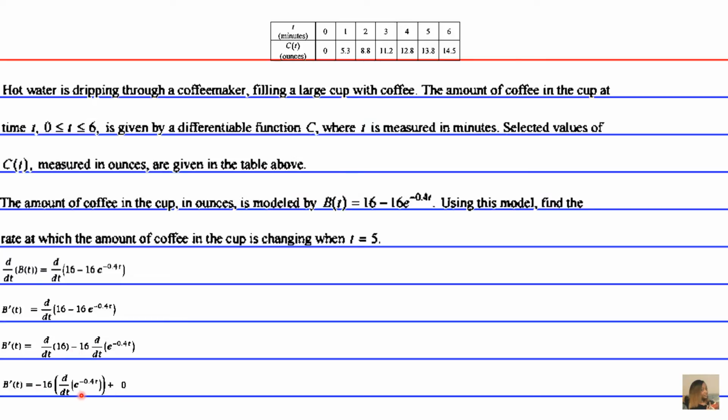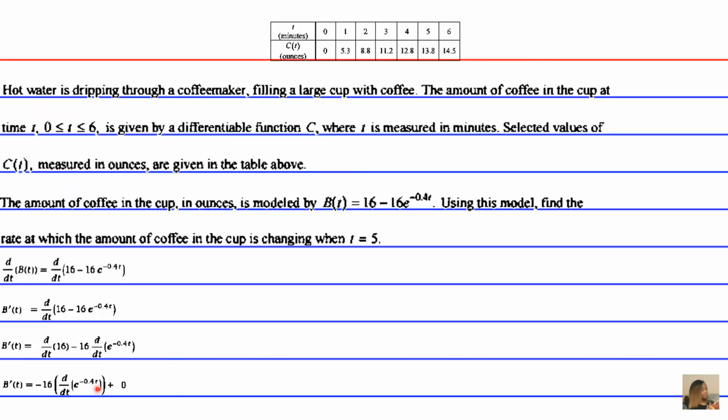And this is what we're left with, negative 16 d dt of e raised to the negative 0.4 t power. Okay, now this is the tricky part that trips a lot of people up. But again, you should not be doing this by hand on the actual AP exam. It should all be input into your calculator. I'm just showing this process for people who want to know all the sequential steps in this particular differentiation, but I don't recommend you actually do it on test day, okay?